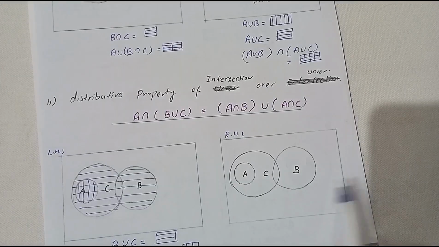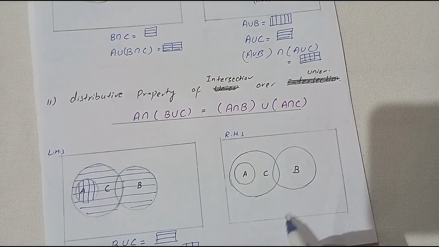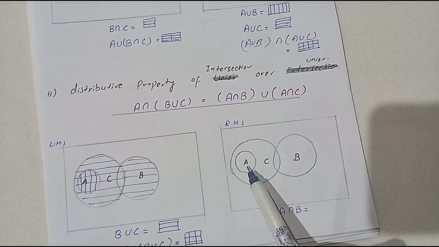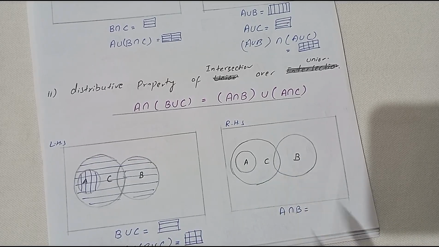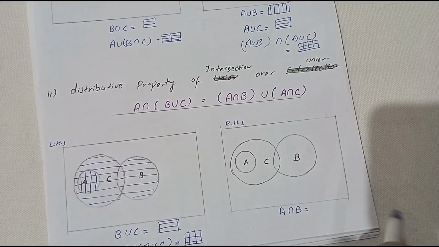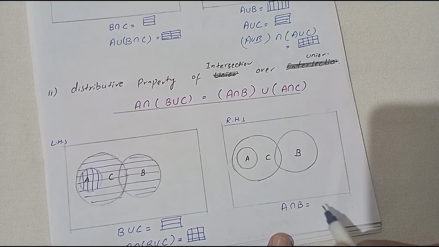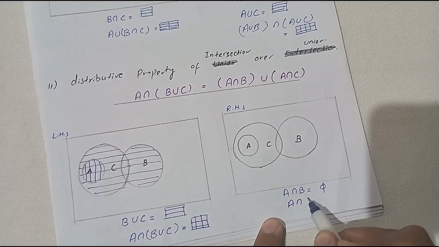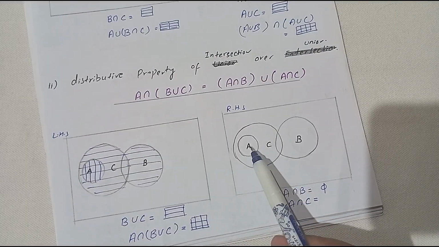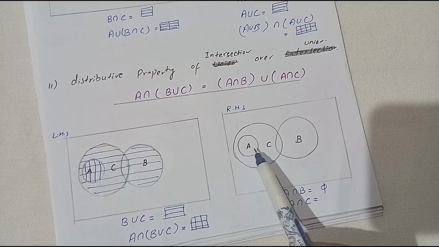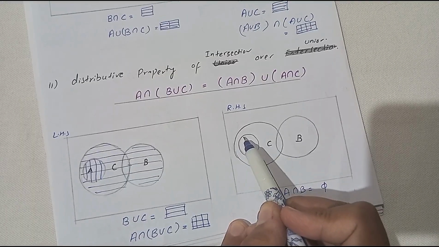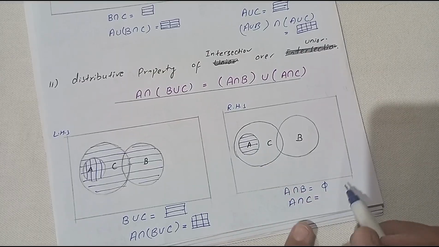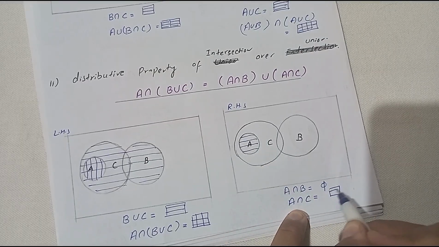Now proving the right hand side, first we have to shade A intersection B. A intersection B means common part of A and B. As there is no common part of A and B, they are not overlapping sets. So the intersection of A and B is phi. Now A intersection C. A common part of A and C, since A is a subset of C, so the common part of A and C is the A set. We represented it with horizontal lines. So A intersection C is equal to shading of horizontal lines.